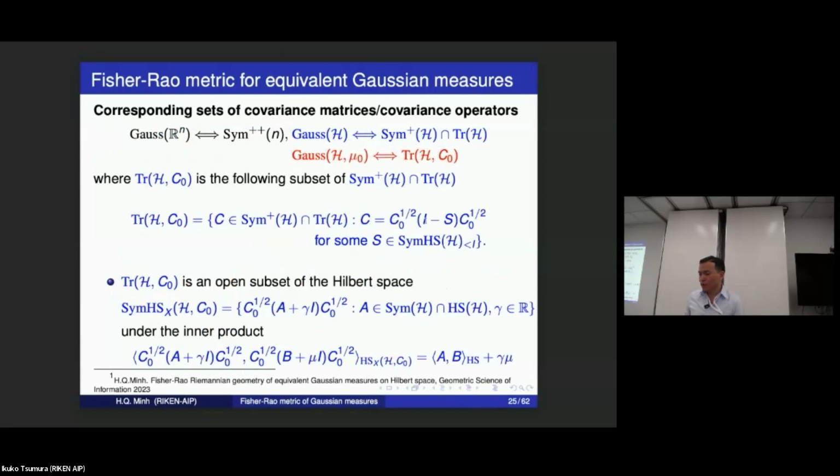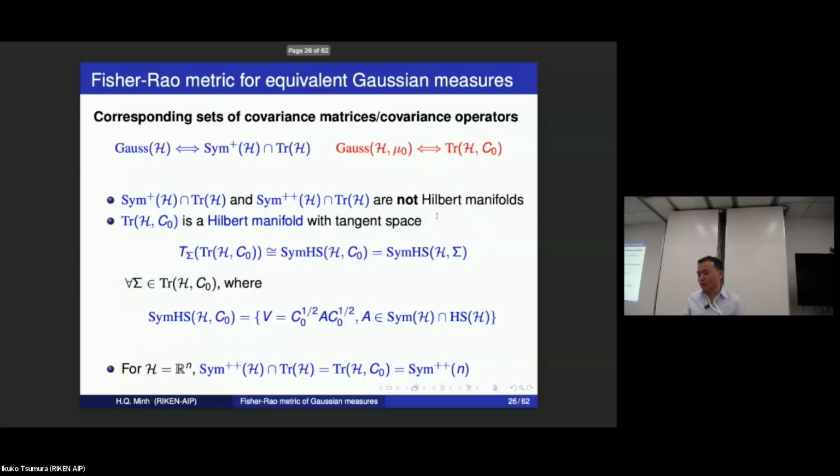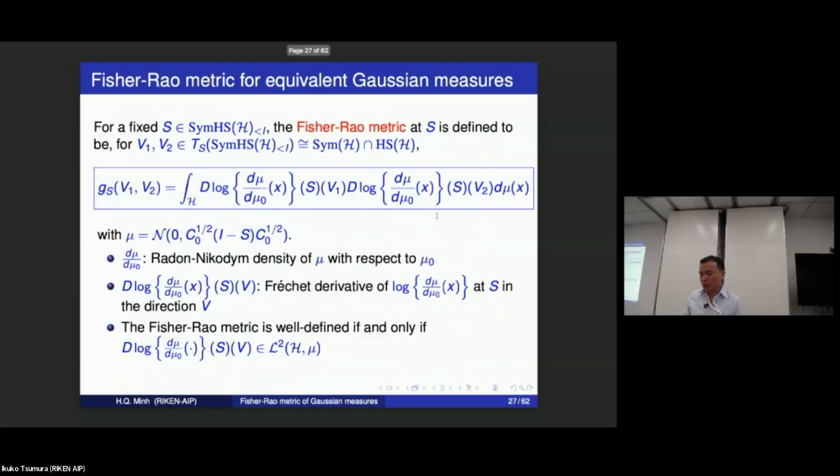This is C separated by C0 by this formula, as we said for the equivalent Gaussian measures. And we can show that it's actually an open subset in the bigger Hilbert space. So then it's a Hilbert manifold, and so we can use this for our purposes. So now, okay, I'm actually going to skip this.